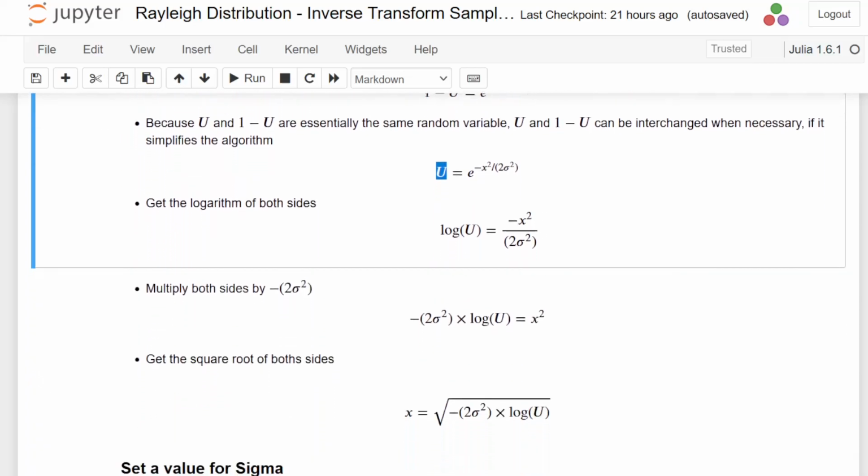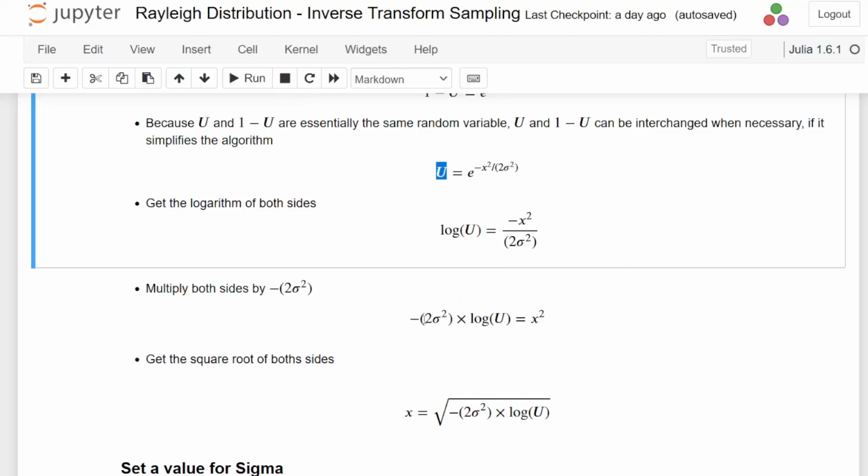So let's take the logarithm of both sides. Log of u equals minus x squared divided by 2 sigma squared. Multiply both sides by minus 2 times sigma squared, so we get rid of that minus sign and get rid of the denominator there.